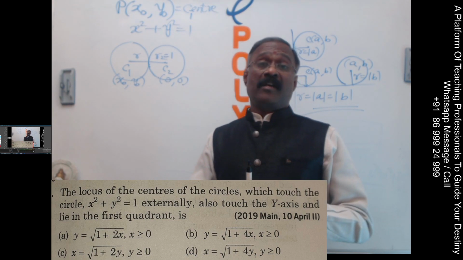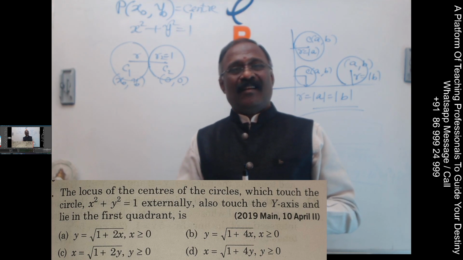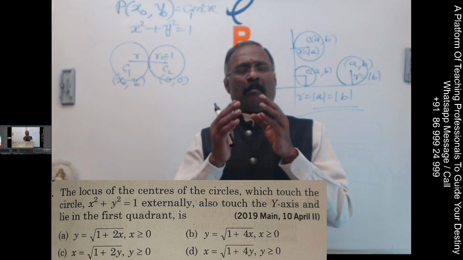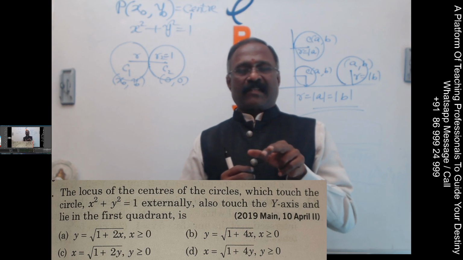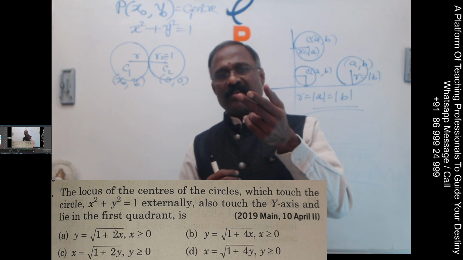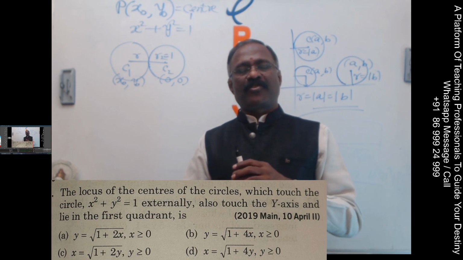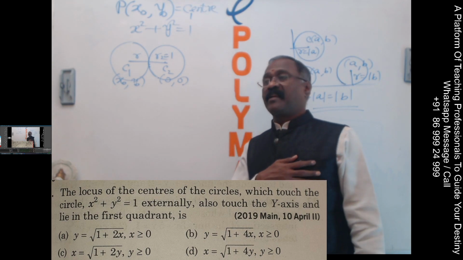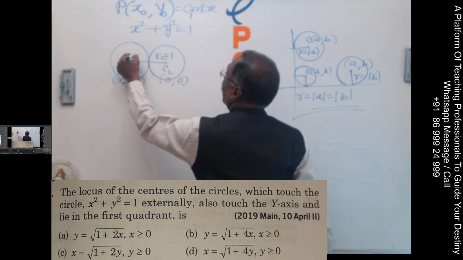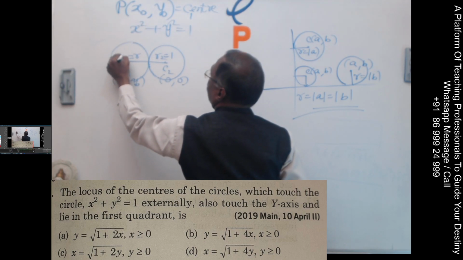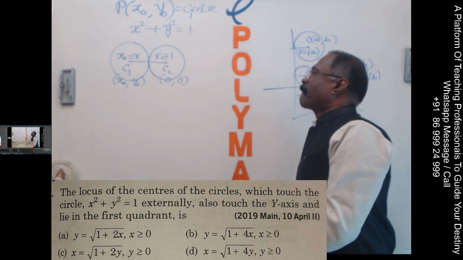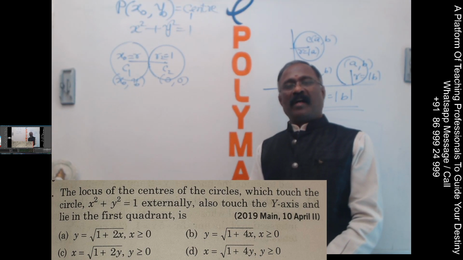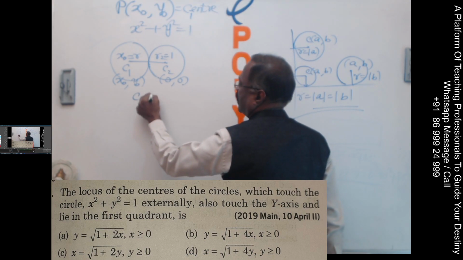When the circle is touching the y-axis, radius is equal to modulus of the x coordinate. X-axis it is touching, radius is the y coordinate. Y-axis it is touching, radius is the x coordinate. In this case, it is touching the y-axis and hence your r is nothing but x0. See how the problem is splitting now. Your r is x0.